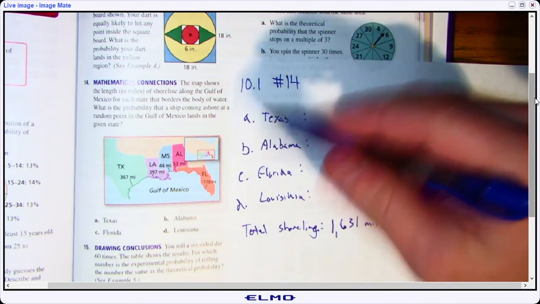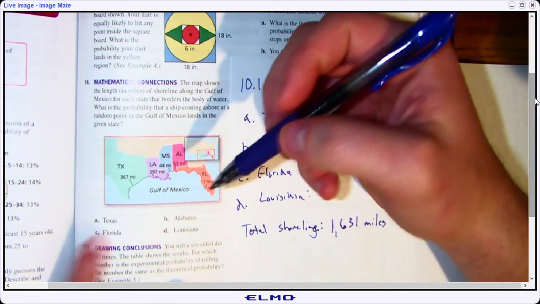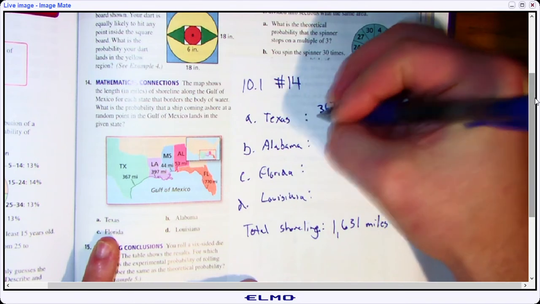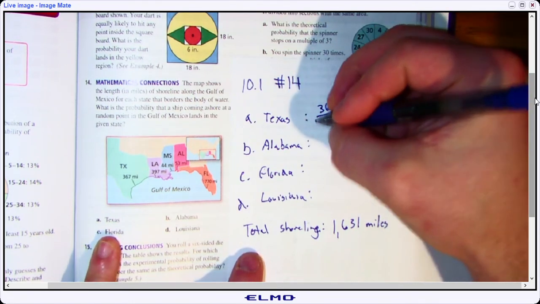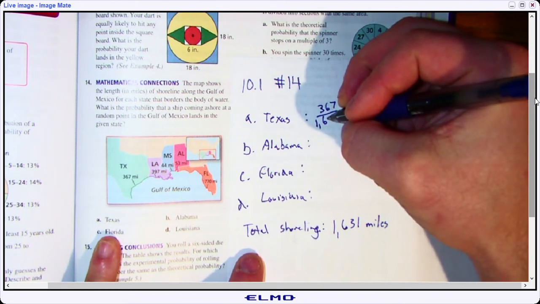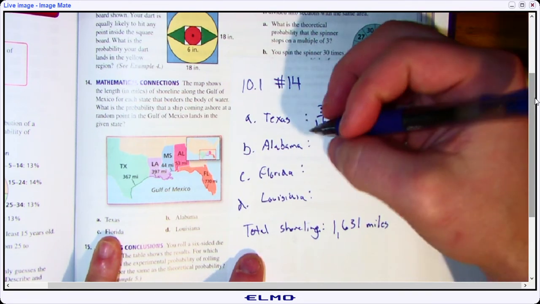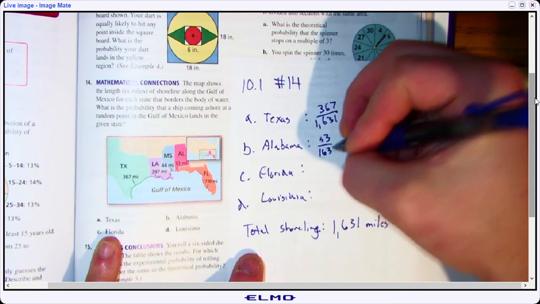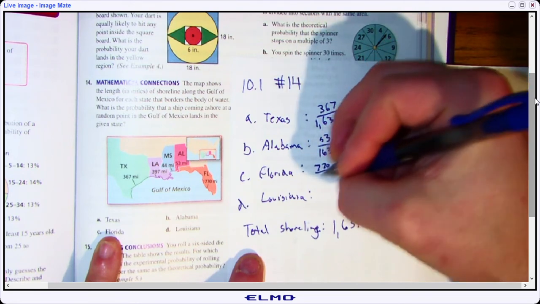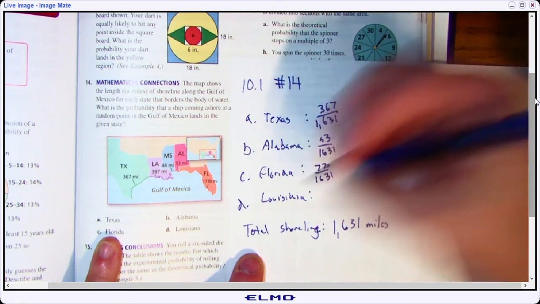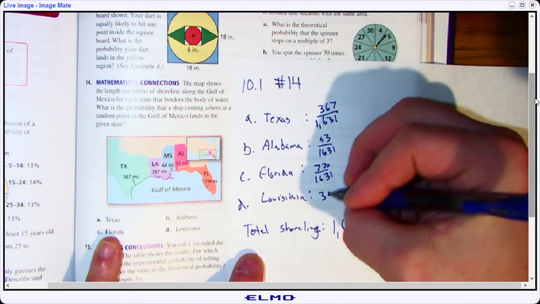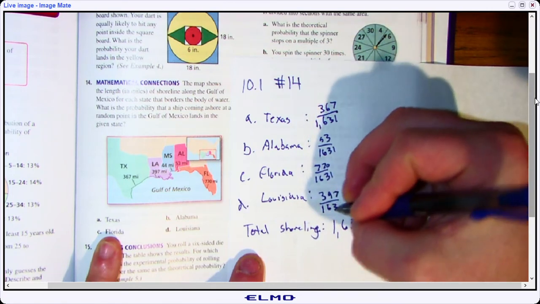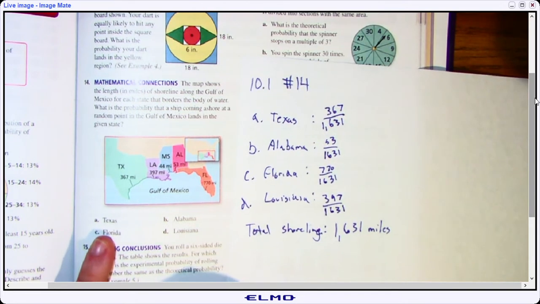ship coming ashore at a random place lands in a given state, we just take the total mileage in that state. So for Texas, it's 367, and then we put it over the total shoreline, which we just found out to be 1,631. And then we do that for Alabama, 53 over 1631. Florida was 770 over 1631. And then Louisiana, 397 over, same thing, over the total shoreline, 1631. And I'll let you reduce these on your own.